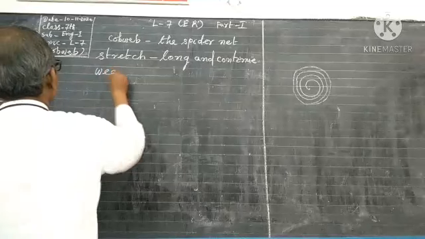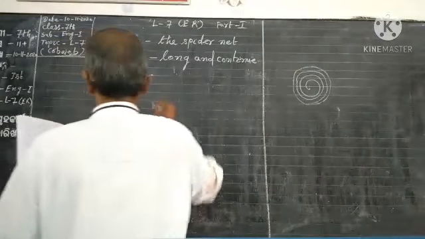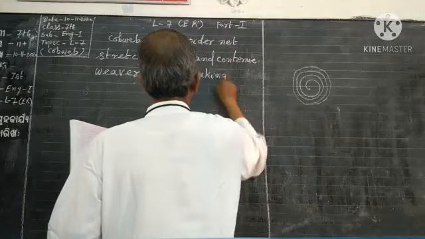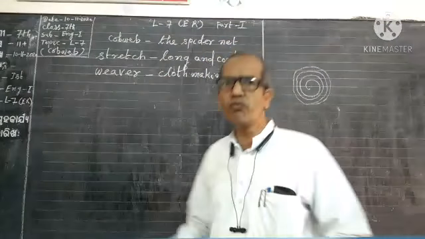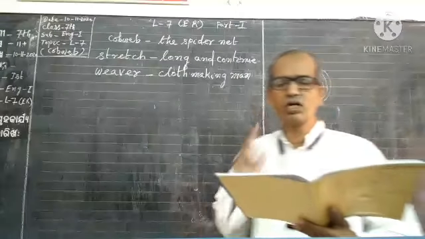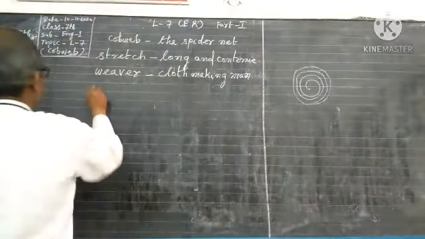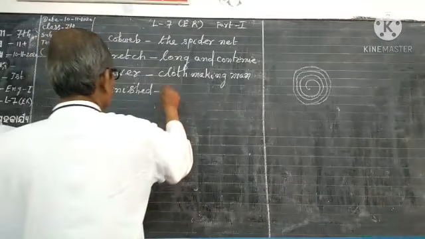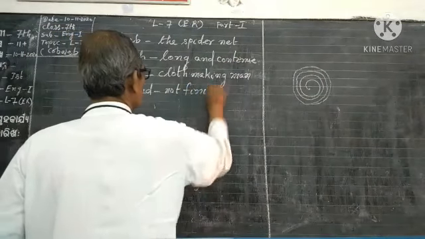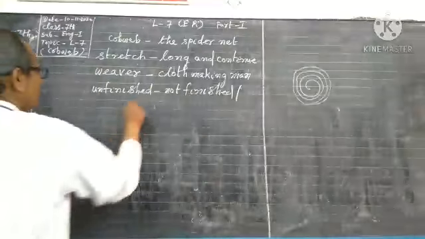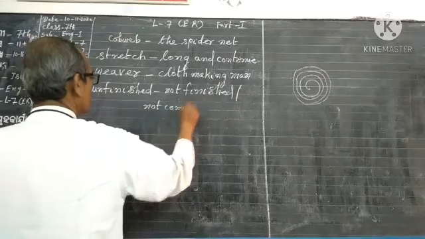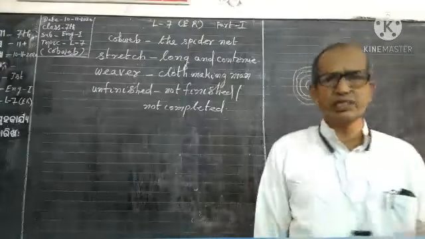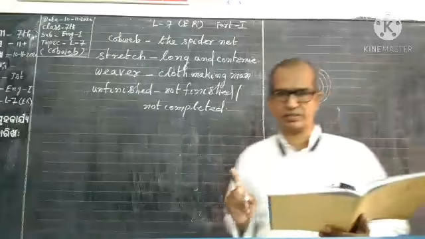Weaver. Weaver means cloth making man, or who weaves cloth, they are called weavers. Unfinished. Unfinished means not finished or not completed.